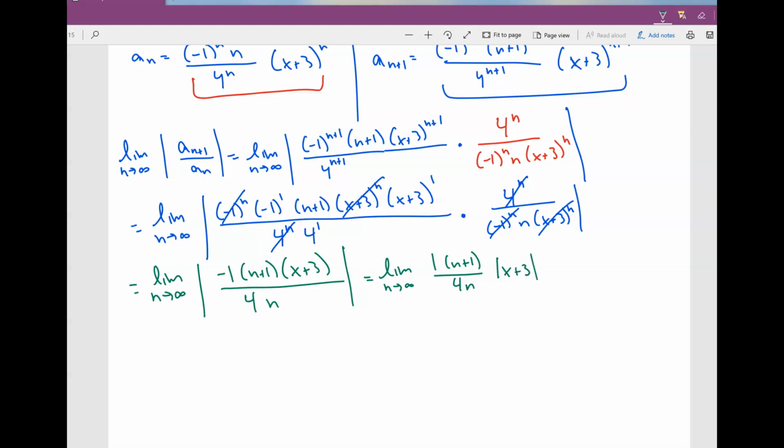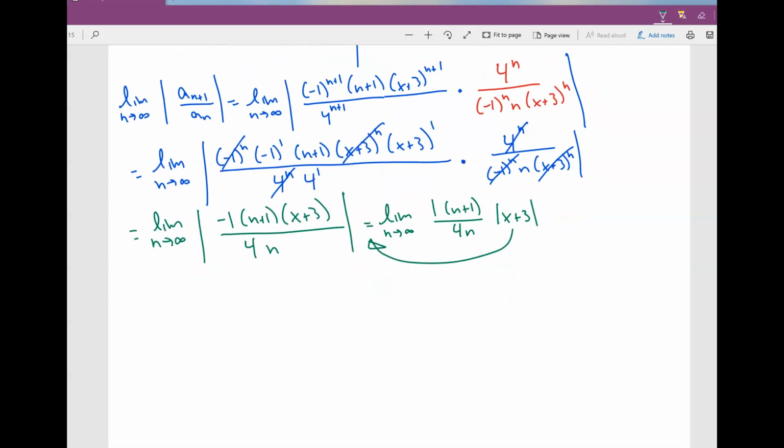Now, notice here that this x plus 3 doesn't have an n. This limit only corresponds with anything that has an n. So this guy, I can just bring it outside of the limit. So we're going to have the absolute value of x plus 3, limit as n goes to infinity of n plus 1 over 4n. So now using L'Hopital's rule, you have absolute value of x plus 3, limit as n goes to infinity of 1 over 4. So what I'm left with is just 1/4 absolute value of x plus 3.